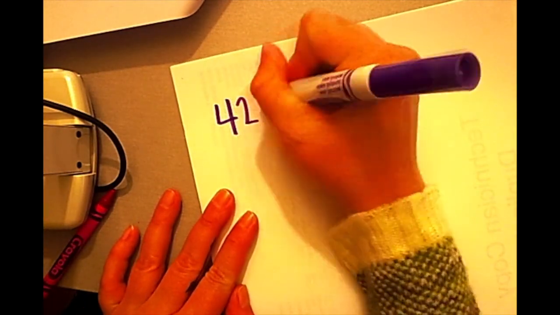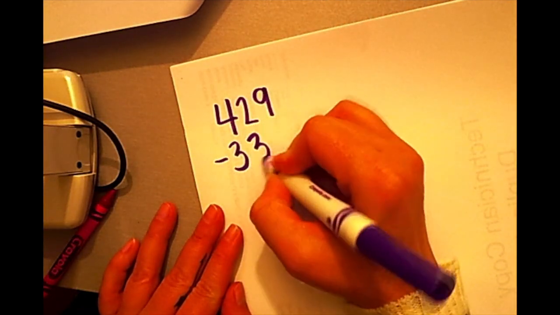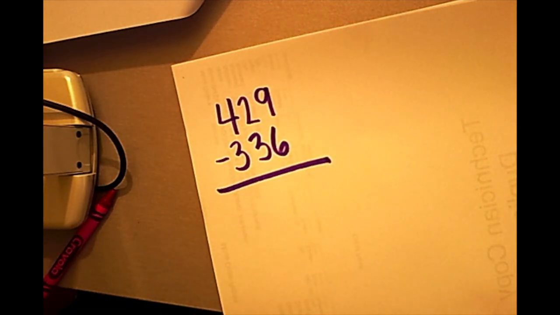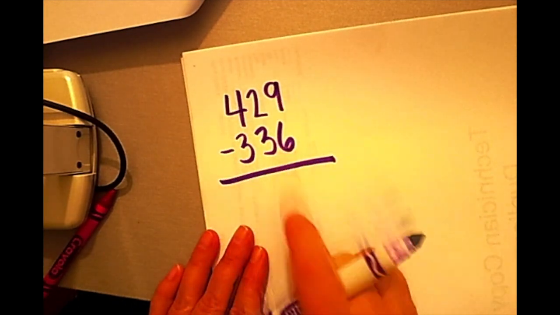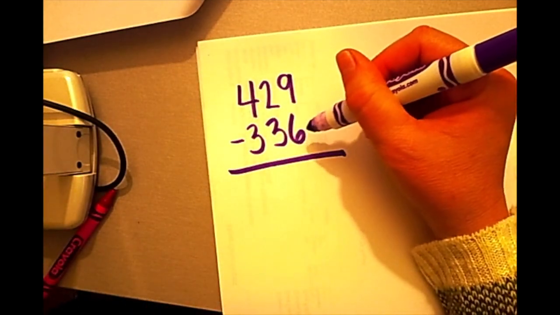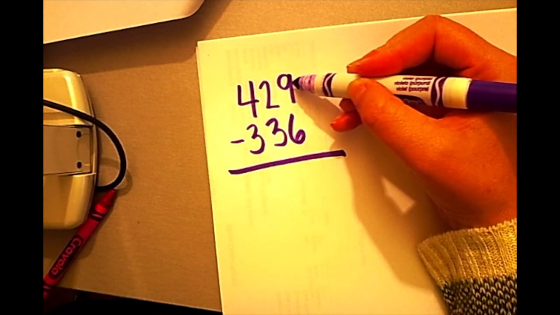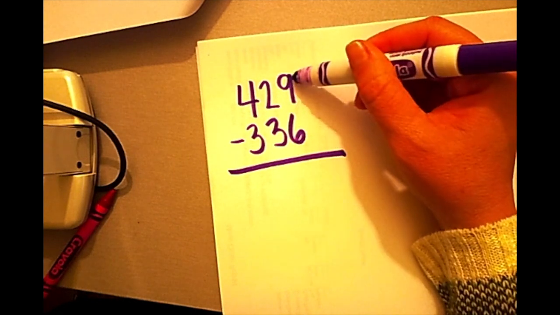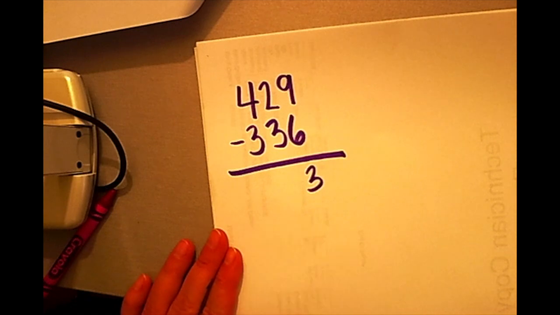So let's look at 429 minus 336. Okay, now we're going to do 3-digit subtracting. So these are 3-digit numbers. So we always do what we learned a little while ago. We check, is that number bigger than that number? If it's not, then we can just do regular math. 9 minus 6 is 3. Okay, easy peasy lemon squeezy.